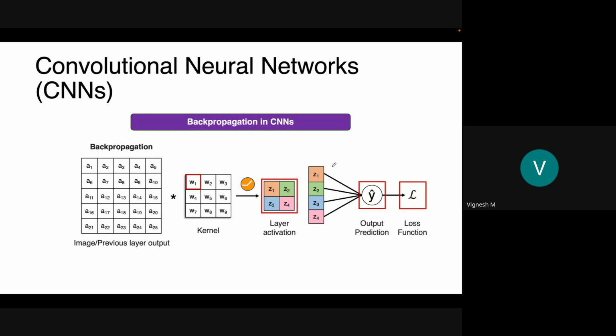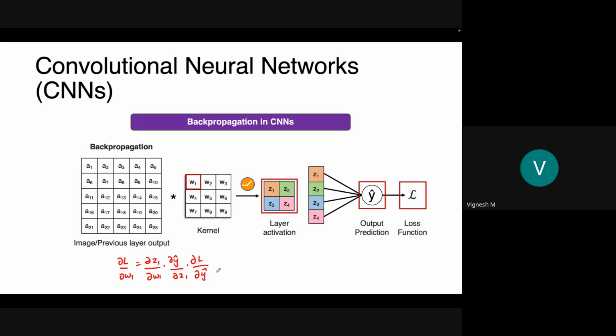Correct? So if I take dou L by dou W1, how can I write that? I'm using the chain rule. That is nothing but dou L by dou Y hat, times dou Y hat by dou Z1, the change in Y hat because of Z1, times dou Z1 by dou W1, the change in Z1 with respect to the change in W1. Okay, so this is very simple.